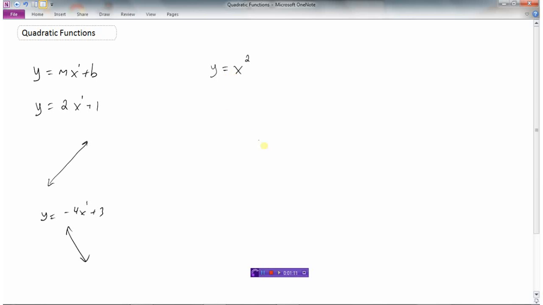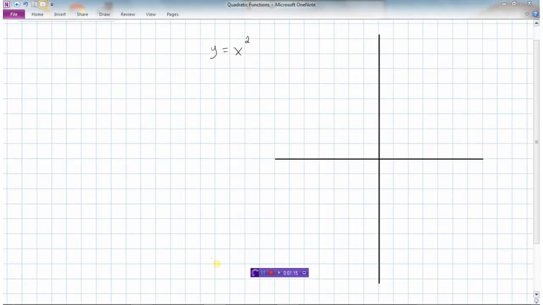Let's see what this graph would look like if we graphed y equals x squared. So if I'm going to graph y equals x squared, one of the things we could do is make a table of values. So we could pick some values for x and some values for y. And I'm going to pick a few of them that are close to 0. So I'm going to pick minus 3. Now when I put minus 3 in here for x and I square that, that's positive 9. And when I put minus 2 in here and I square it, that's positive 4.